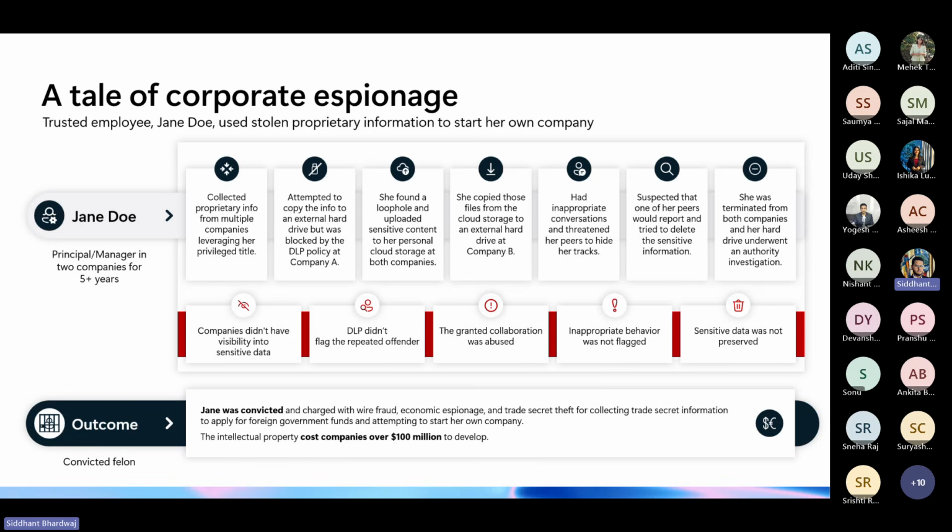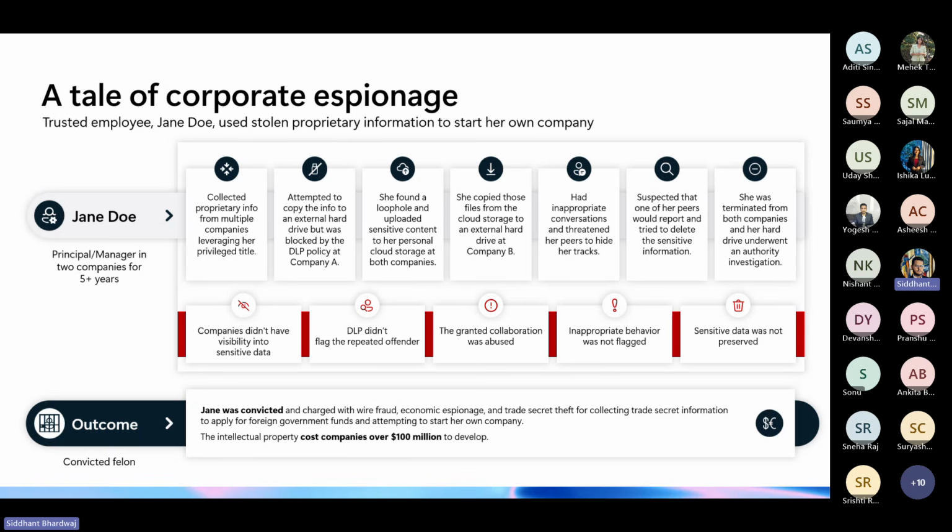So we have a customer employee named Jane Doe. She is planning to start her own company, and she started stealing data from your company and taking it home to help establish her own. She can collect a lot of information due to her high level. She's a principal or a manager, so she has access to a lot of data. She leveraged her privileged title and collected proprietary information from multiple companies.